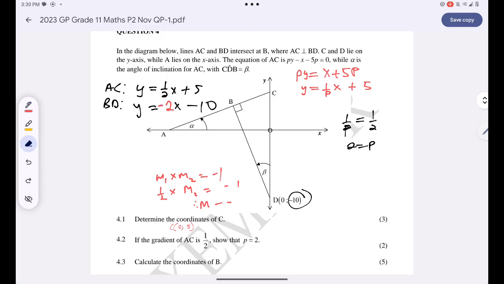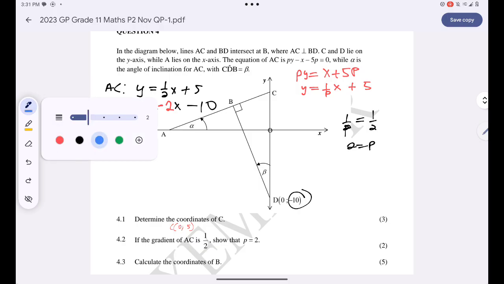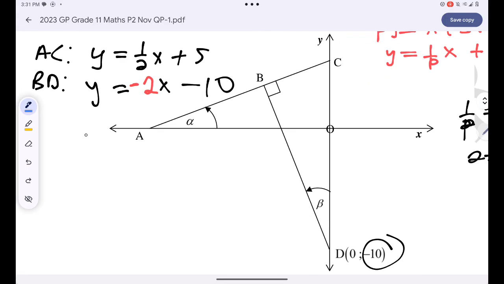So I do know the equation of both line AC and line BD, and these two lines both intersect at point B. And whenever I want to find the point of intersection, I just need to equate the two graphs, solve for x, and then go and find the corresponding y value. So the next step, I'll simply say I'll have 1 over 2x plus 5 being equal to negative 2x minus 10, right? I'm solving for x, I have fractions.